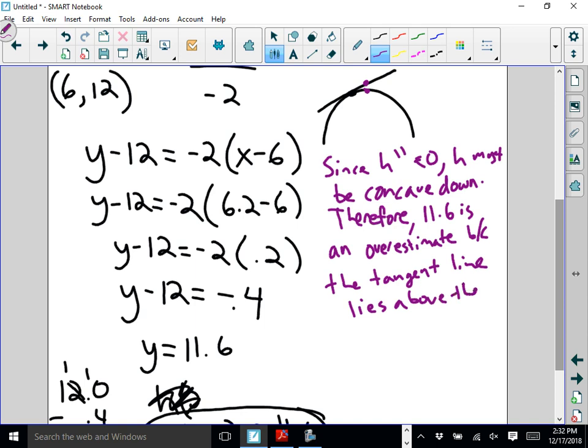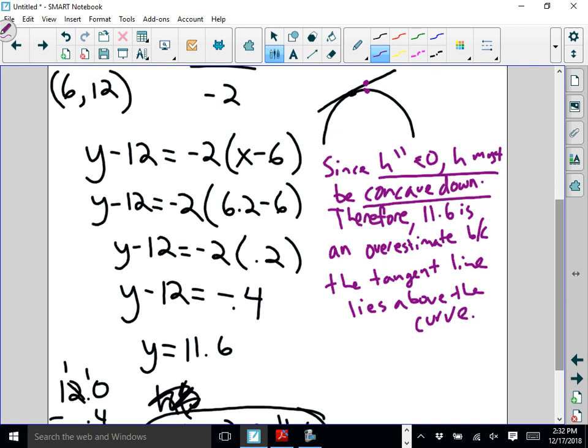A couple of things that I'm going to be looking for. You need to know that it's concave down, but you got to tell me how you got there. So you can't just say since h is concave down. The problem never told you that h was concave down. The problem told you that h double prime is less than 0. But we know that that means concave down. So we need to just state that somewhere in there. We must state that our estimate is an overestimate because we know that if the graph is concave down, the tangent line lies above the curve.